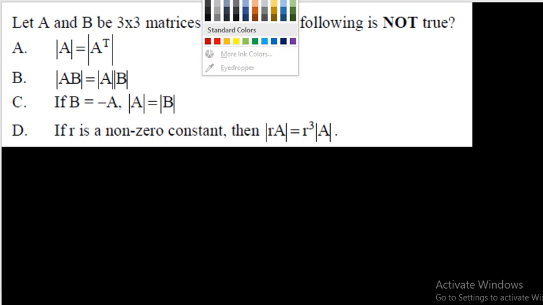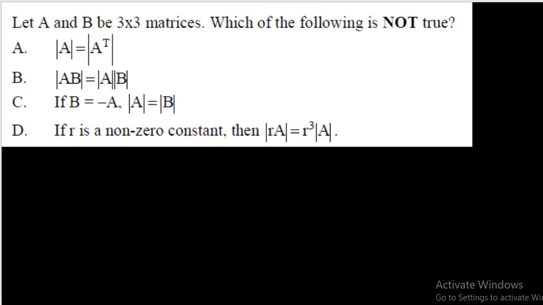The next one, we have matrices A and B, which are 3 by 3. Which one of the following is not true? Determinant of matrix A is equal to the determinant of the transpose. That's correct. Obviously, this is one of the rules. Any matrix and its transpose have the same determinant. Again, determinant of A times B is the same as determinant of A times determinant of B. This is also obvious. That's correct.